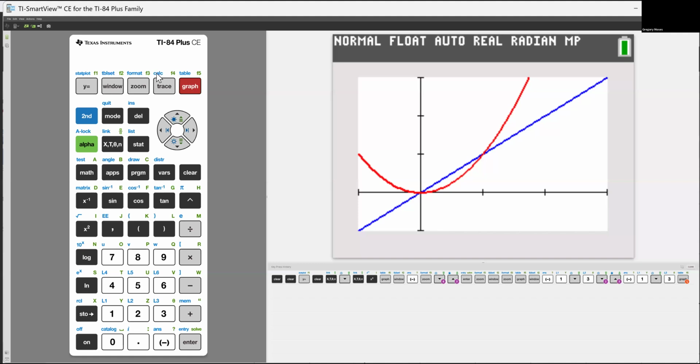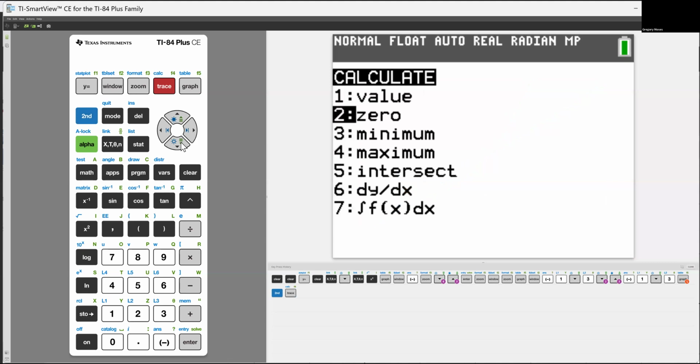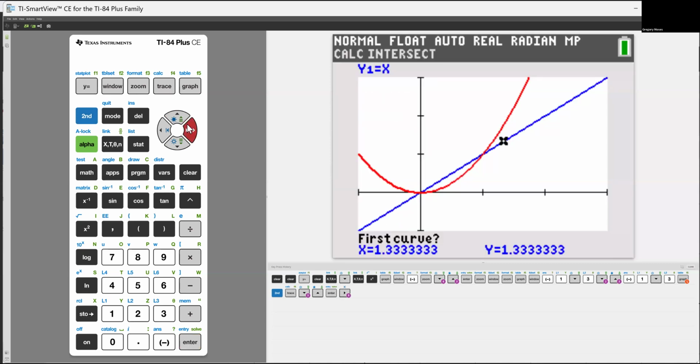Hiding, I believe, in the calculate menu up here. If we press second trace, there we are. There's a curve intersection feature, and you see, we can move between curves using the up and the down arrows, and we tell it by clicking enter. It's asking what our first curve is. We press enter. Second curve, I guess it switches curves automatically.